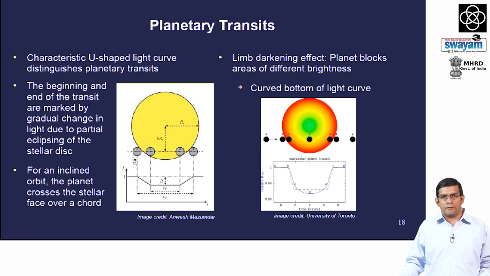Now, in this diagram we have assumed that the stellar disk is uniformly bright, but stars have limb darkening, and this limb darkening effect means that the planet blocks areas of different brightness of the star as it goes across the stellar disk. So, when it is near the limb, the amount of light that it blocks is less than what it blocks when it is at the middle part of the star, and therefore, this causes a curved bottom of this light curve, as can be seen in this diagram, and this is the characteristic light curve of a planetary transit.